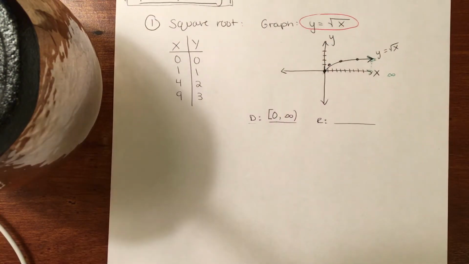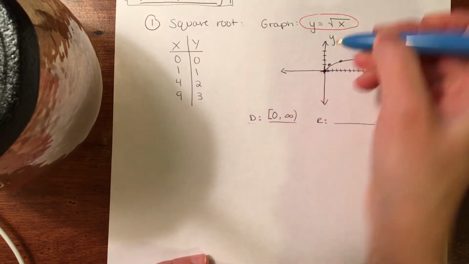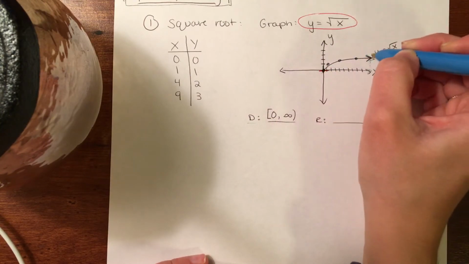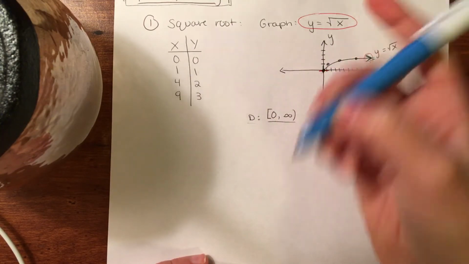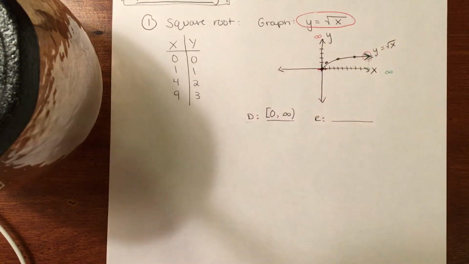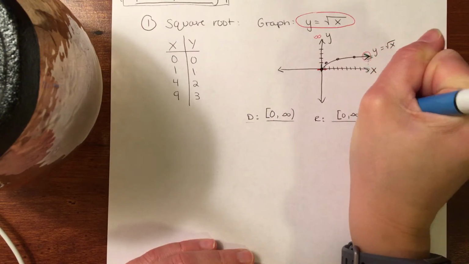Let's do the range. How low does it go? I'll do that in red. So here's my lowest point. Think of this as like an up-down number line. That's at 0. And how high does it go? Here's an arrow again. So it's really going up to positive infinity. Even though it looks like it's just going right, it's also going up. So it's going to be the same thing, 0 to infinity.